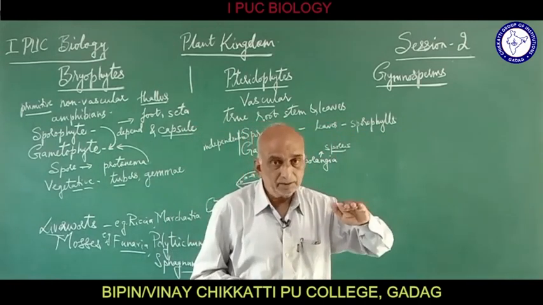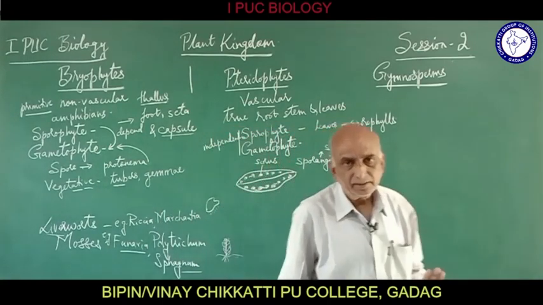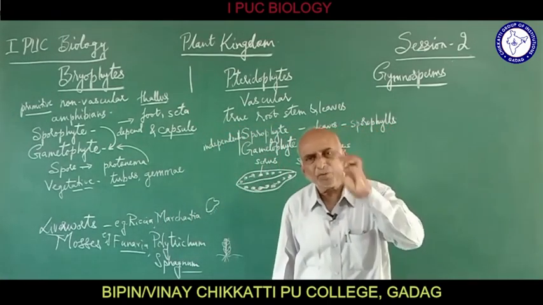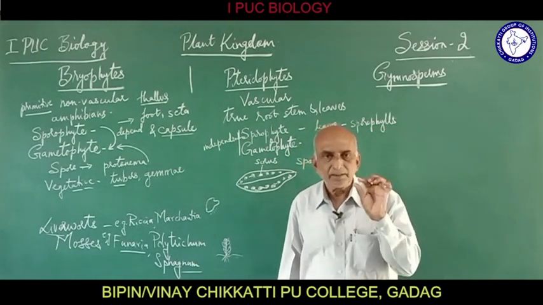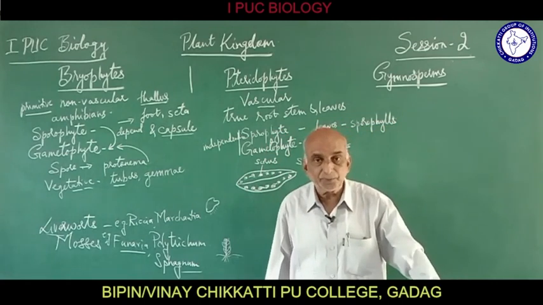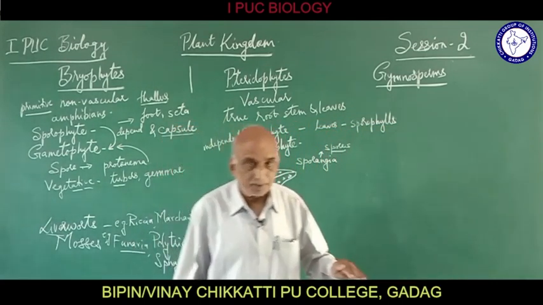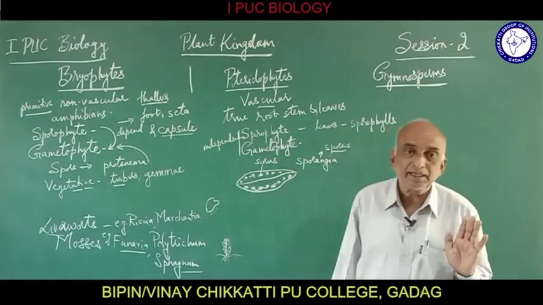See, pteridophytes are large plants, whereas bryophytes are very small plants. They do not grow very tall, but the pteridophytes grow up to a few feet in height, 2, 3 feet or like that, not as large as the trees.